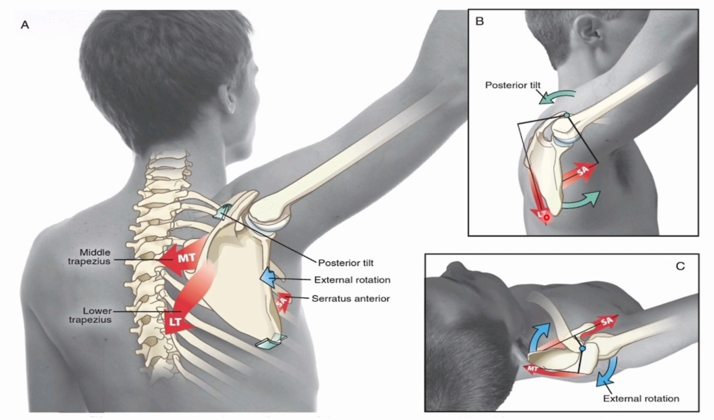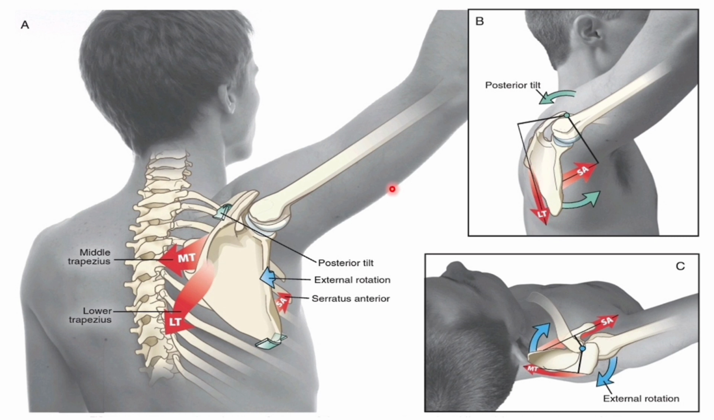So you can see here the lower trapezius pulls inferiorly on the scapula and the serratus anterior pulls anterolaterally on the scapula. So this simultaneous muscle action produces the posterior tilt in an upwardly rotating scapula. So posterior tilt is formed by the inferior pull of your lower trapezius and the anterolateral pull of your serratus anterior. And next your middle trapezius, you can see here the middle trapezius pulls medially on the scapula and the serratus anterior pulls anterolaterally on the medial border of your scapula. So this simultaneous muscular action produces the external rotation in an upwardly rotating scapula.